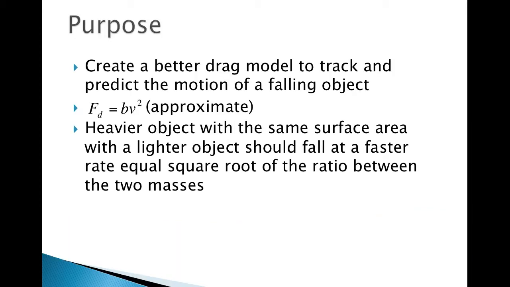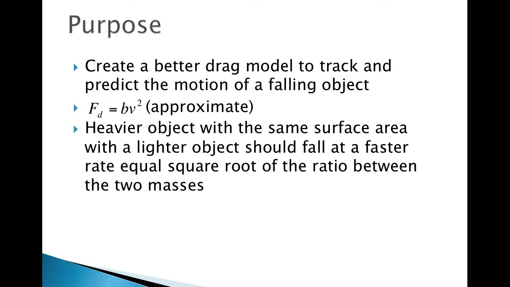Earlier in the semester for Lab 2, we were assigned to track the motion of a falling object while incorporating the drag force. For that lab, the model for drag given to us was equal to a constant b, which was just a factor to help us better model the graph of a falling object, multiplied by the velocity of the falling object squared. But in this lab, we take into account the mass.